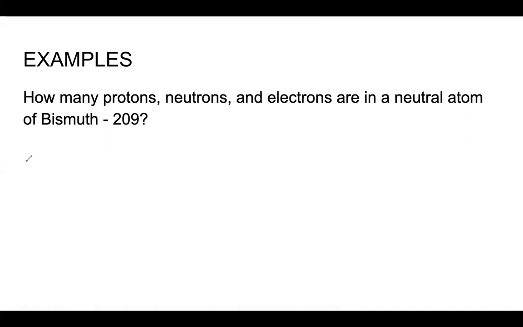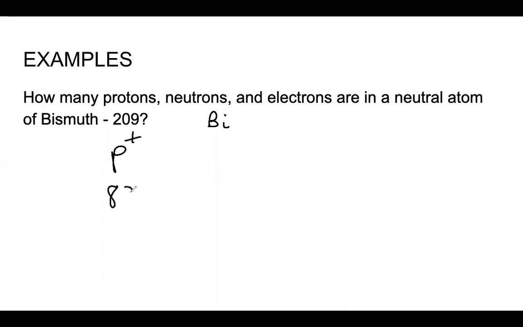So how many protons, neutrons, and electrons are in a neutral atom of bismuth-209? All right, so we know that our element is bismuth, so we can look at the periodic table for the number of protons. I'm going to designate proton by P+. Bismuth's symbol is Bi, and there it is, element number 83.